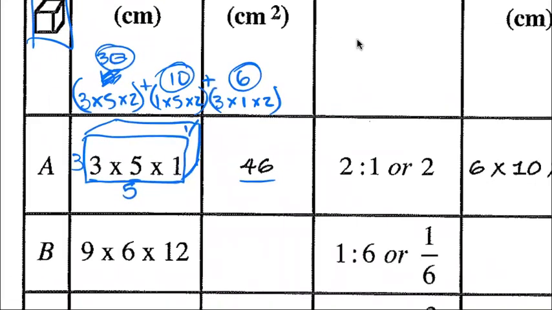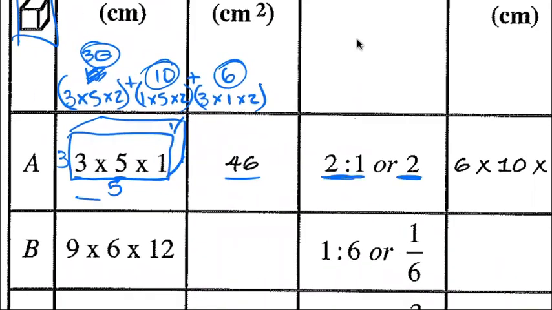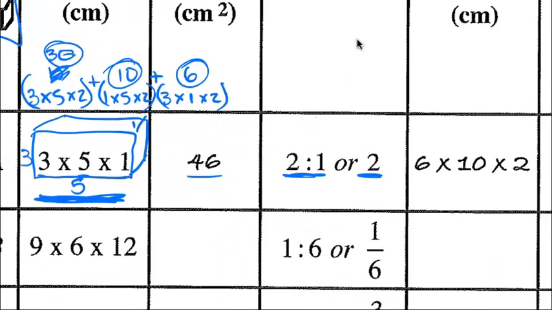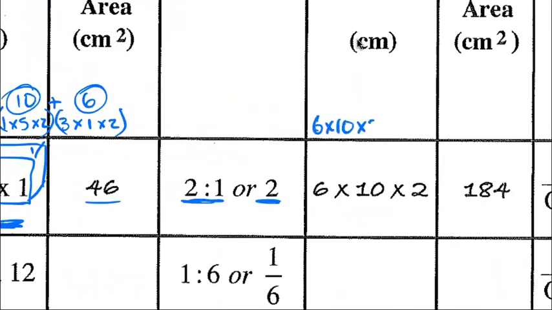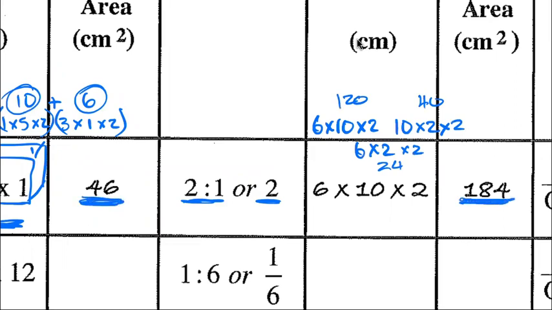If I apply a linear scale factor of 2 to these dimensions, I get a new figure that measures 6 by 10 by 2. And then I go 6 times 10 times 2, and I go 10 times 2 times 2 because there's 2 of them. And then I would go 6 times 2, and then there's 2 of them. 60, 120 plus 40 plus 12, 24, 184. And then I compare my new surface area to my old surface area.